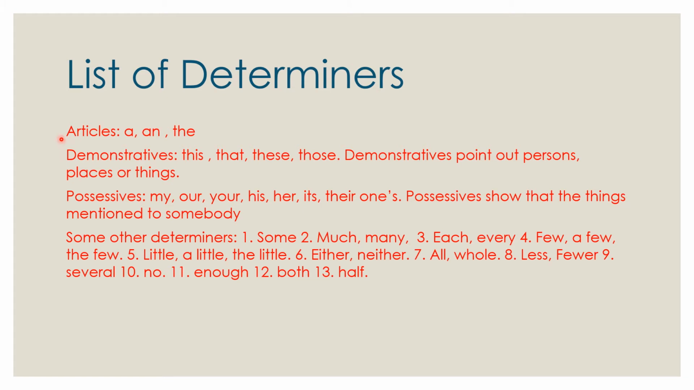Articles, indefinite and definite. Indefinite is a, an, and definite is the. In the demonstratives: this, that, these, those. Demonstratives point out persons, places, or things. Possessives: my, our, your, his, her, its, their, one's. Possessives show that the things mentioned belong to somebody. Some other determiners: some, much, many, each, every, few, a few, the few, little, a little, the little, either, neither, all, whole, less, fewer, several, no, enough, both, half.